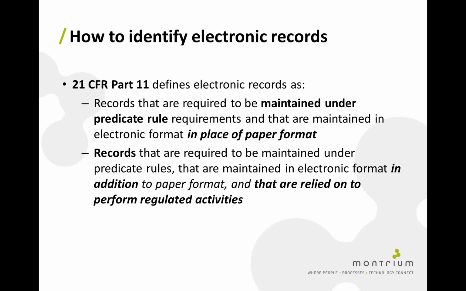The first is any record that's required to be maintained under predicate rule and that are maintained in electronic format in place of paper format. So this is really a true electronic source record. The second type are any records that are required to be maintained under predicate rules that are maintained in electronic format in addition to paper format. So this is really your scans of paper records that you're using to make regulated decisions. So it's important to underline that it's any electronic scan of a paper record that's relied upon to make a regulated decision or perform regulated activities.